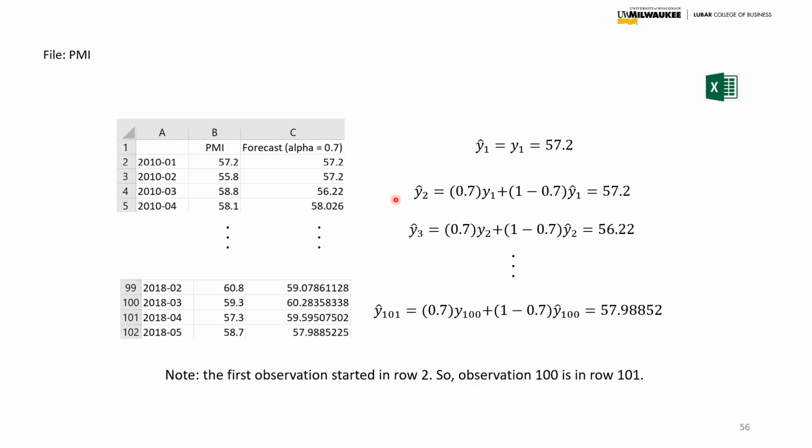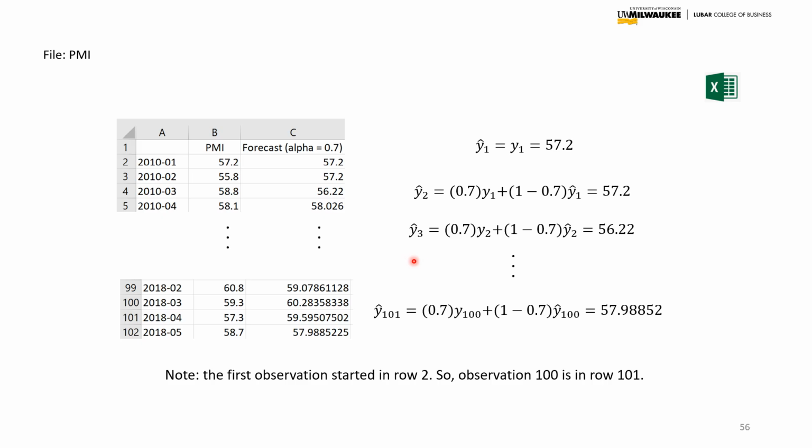The forecast for period 2 will equal 0.7 times the observed value in period 1 plus 1 minus 0.7 times the forecast of period 1. Both of these values in the equation are 57.2, so in the end you'll get 57.2 again. This will always happen when you initiate the first forecast as the first observation. The next forecast will also be the same value. Things will break up with the next forecast thereafter.